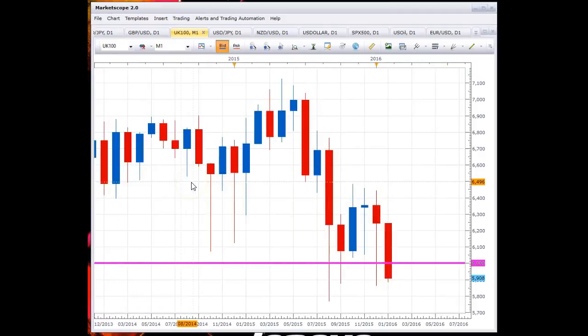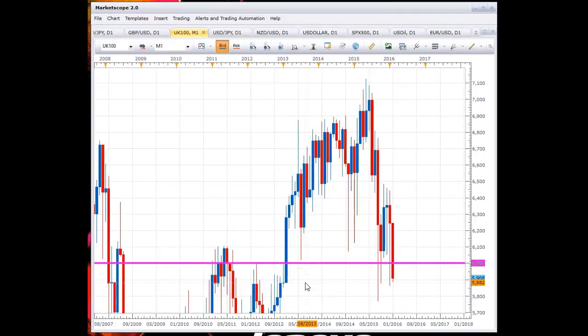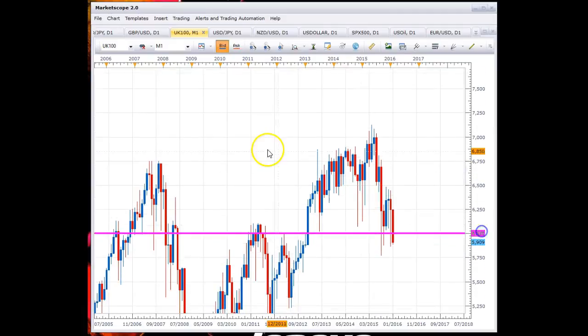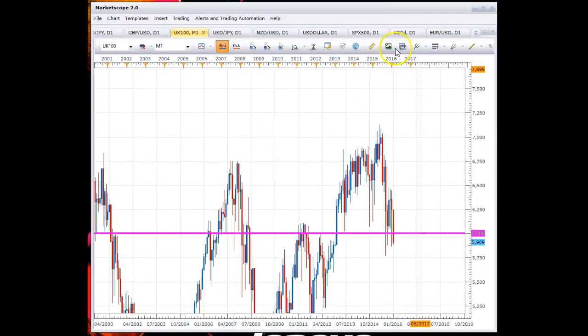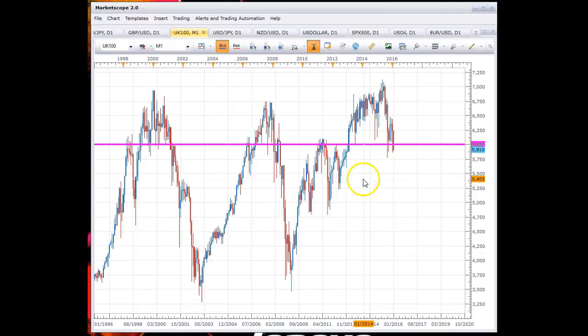More than that, we've come down to this level, which is the 6,000 level. Now, this is quite an important level. Do I say that it's important? Yes, I do. Why? Because psychologically, it's a round number. Round numbers do play a part. And also, you can see how around this zone, I call it 6,000 because it's easy to remember.